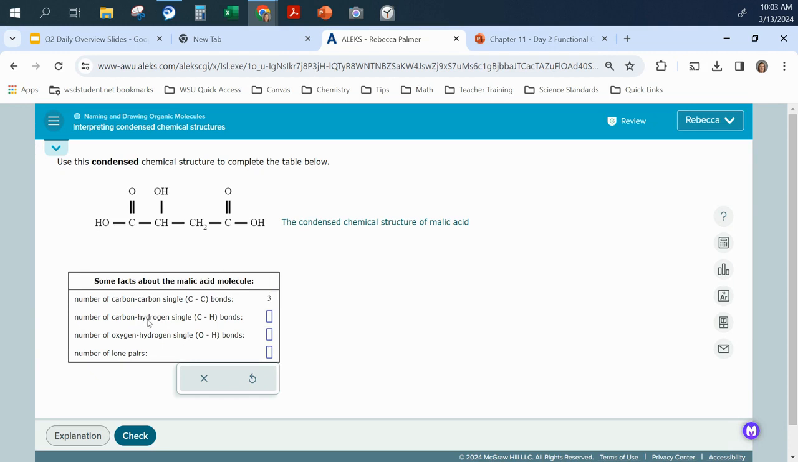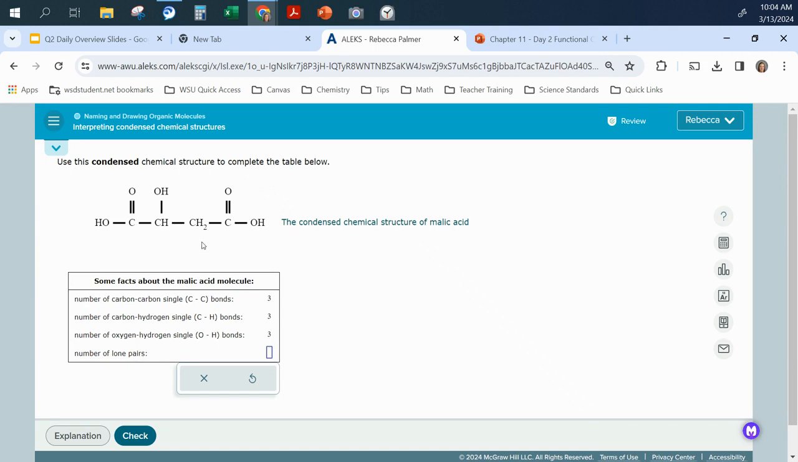This one says number of carbon-hydrogen single bonds. Okay, so I'm just going to look for anything that's carbon-hydrogen. No, there's one. 1 carbon-hydrogen bond, and then carbon to hydrogen, there's 2 more here. So that's 3. This one says number of oxygen to hydrogen single bonds. Carbon to oxygen single bond. 1, 2, 3. These are carbon to oxygen double bonds, so that doesn't count.